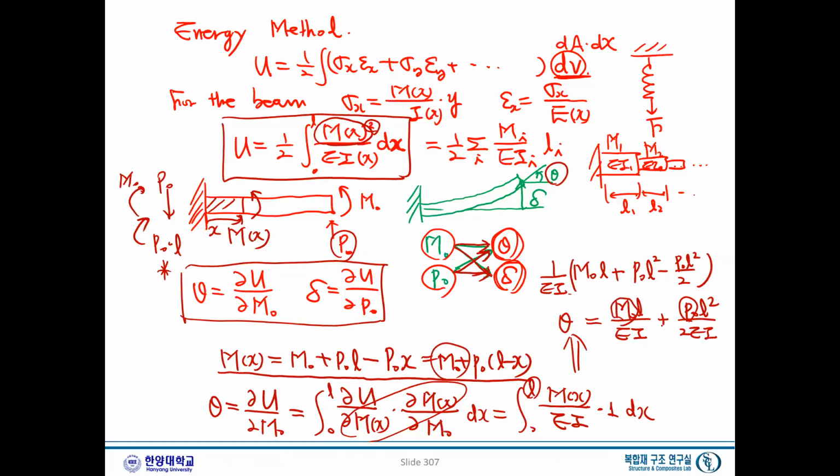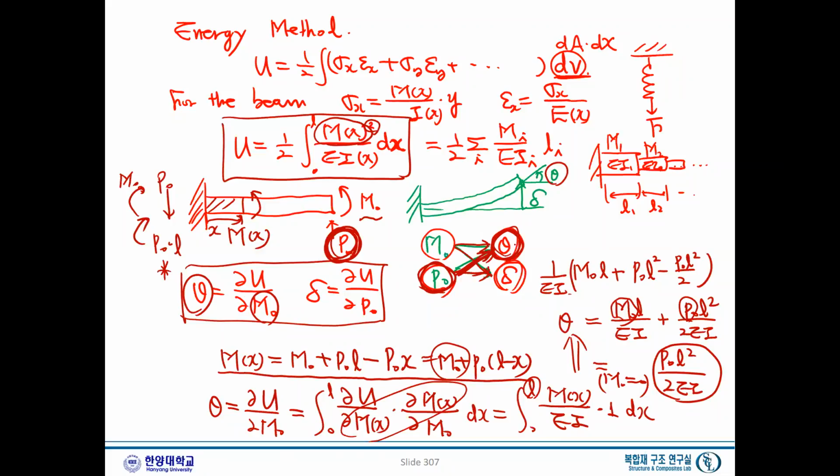Now, very interestingly, what if we only apply the P only? We only apply the P, and then we want to calculate the theta. As you can see, we have to take the derivative of U with respect to M0. So we have to assume there is M0 and get all the equations. And then finally, we have to say M0 equals 0 because there was no M0. And so this will be P0 L square over 2 EI. This is the rotation due to P0. This is a kind of tricky, but very important procedure as well.